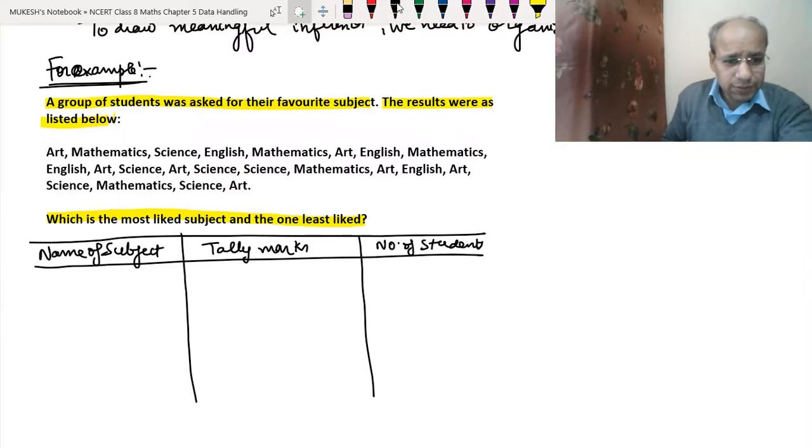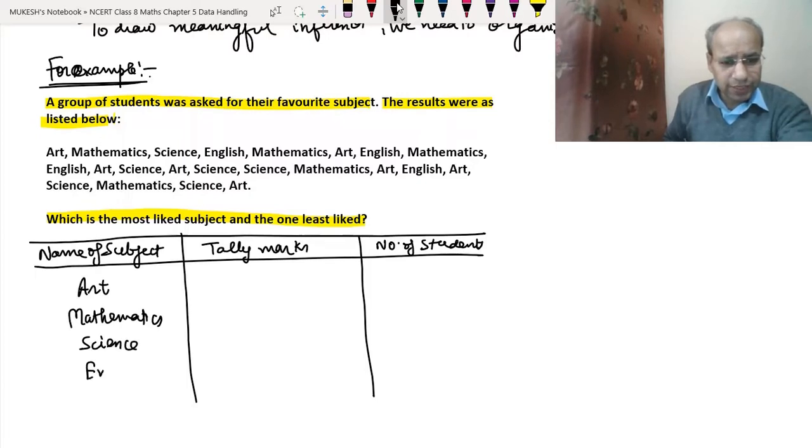We have the art. So we will write art here. Then we have the mathematics. We will write the mathematics also. We have the science. We will write the science. We have the English. So we will write the English. And do we have any other subject other than this? Art, math, science, English, math, English, art. There is no other subject. Okay, so these are the only subjects. If anything comes, then we can write it again.